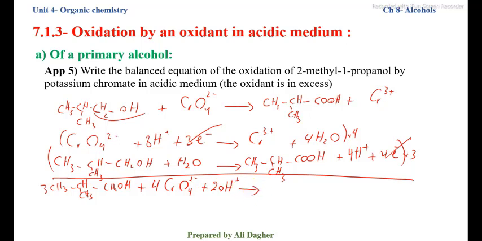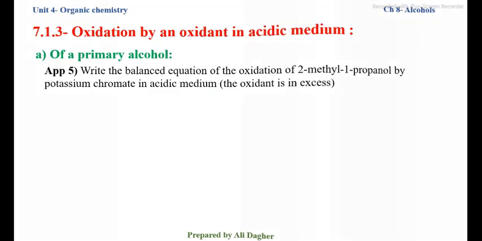This gives 3 carboxylic acid plus 4 chromium ion, plus 4 times 4, 16 H2O in product, and 3 times 1, 3 H2O in reactant. 16 minus 3 remains 13 H2O. Then the same process applies if the oxidant is MnO4-, Cr2O7 2-, or CrO4 2-: the same procedure.